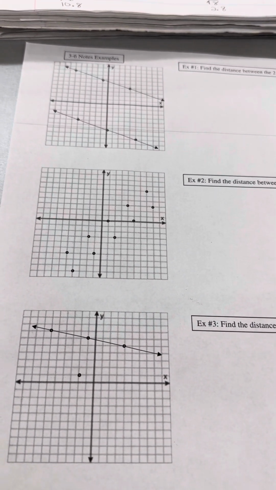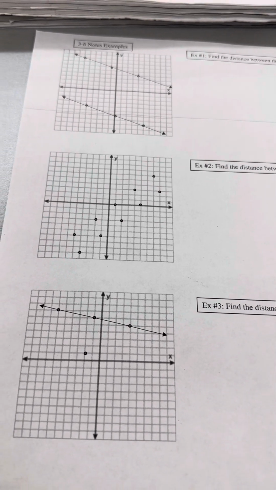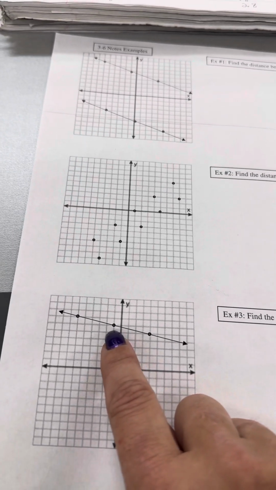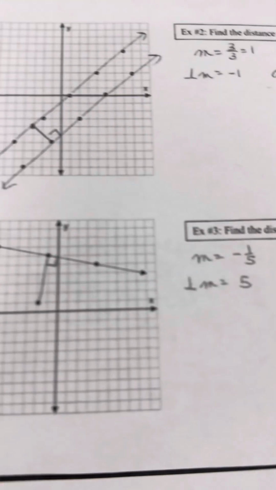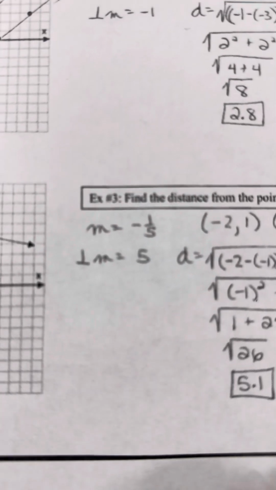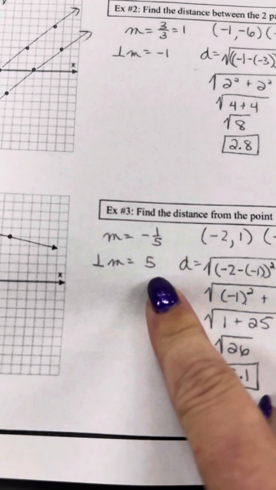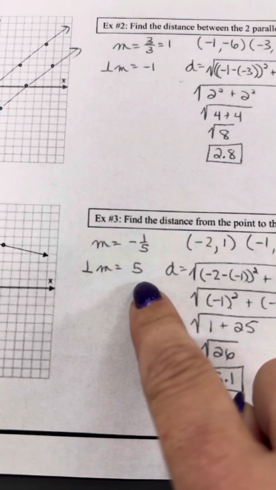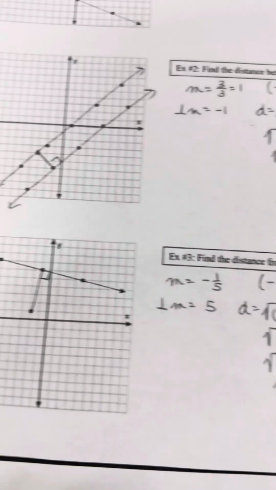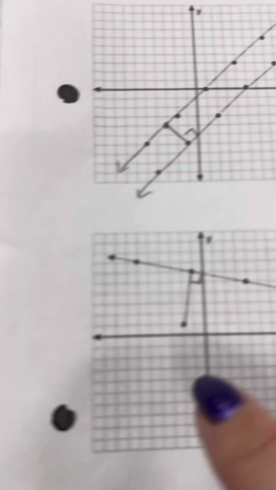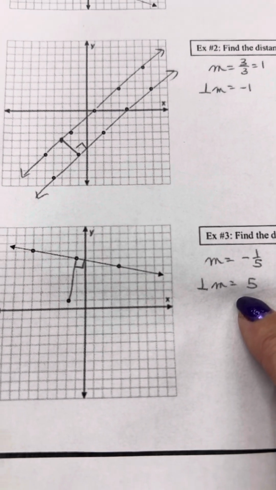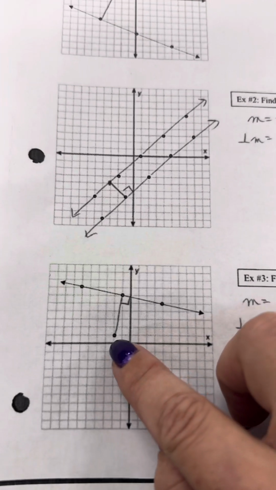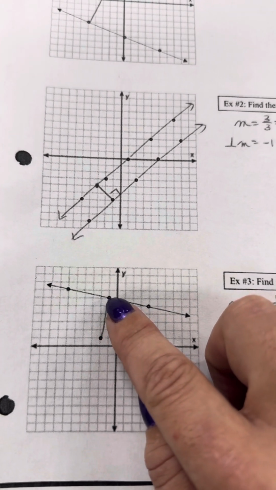So same idea, I'm gonna figure out what the slope is of that line. In this case, it goes down 1, right 5, which means -1/5. So a slope of -1/5, the perpendicular slope, you flip it and change the sign, your perpendicular slope is 5. So I'm using the perpendicular slope, which is 5, which means up 5, right 1. When I start here, up 5, right 1 connects here.